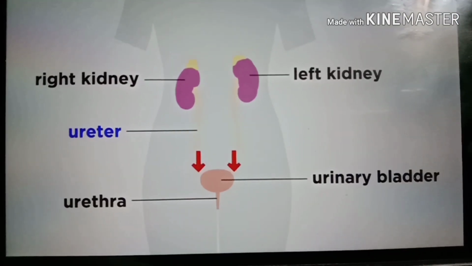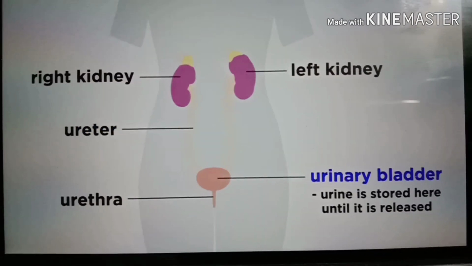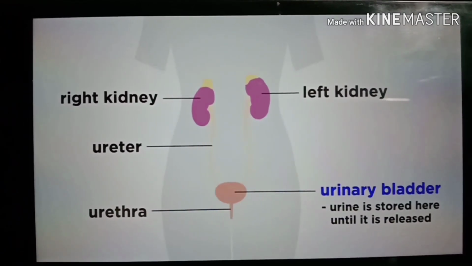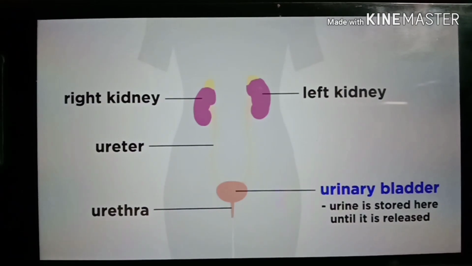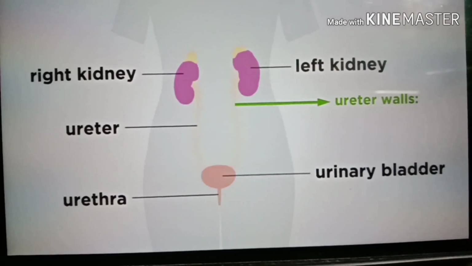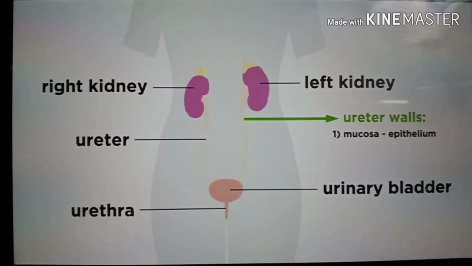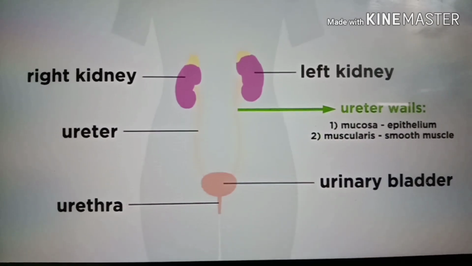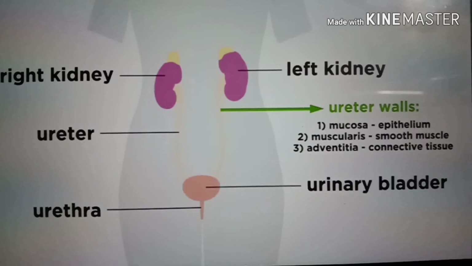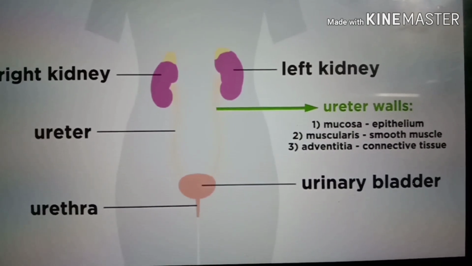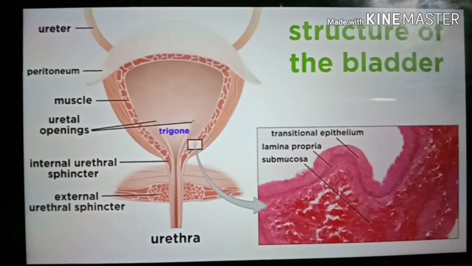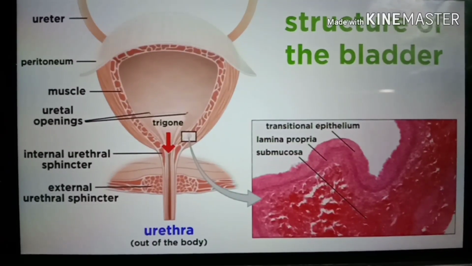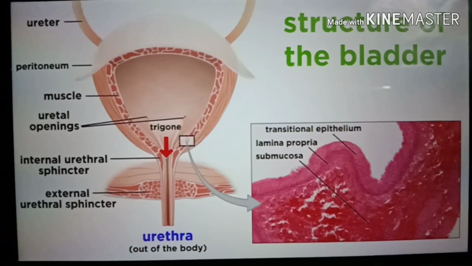the kidneys through the ureters, thin tubes that transport urine from the kidneys to the bladder until its release from the body. The walls of the ureters are made of three layers: mucosa, made of epithelium; a muscularis, made of smooth muscle; and adventitia, made of fibrous connective tissue. The bladder is a highly flexible muscular sac, with a region called the trigone, which continues onto the urethra.